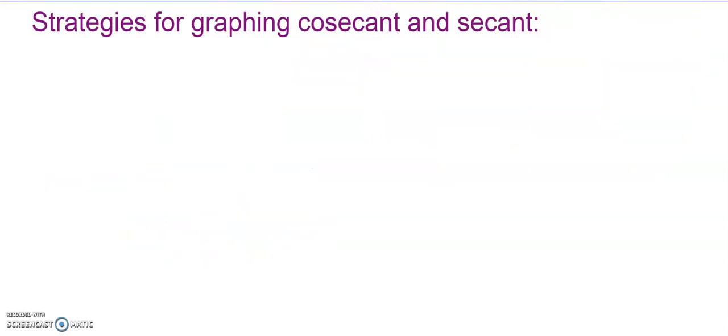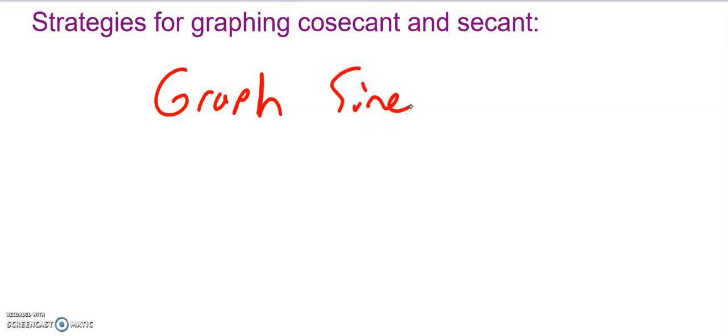Last thing then, what are our strategies for graphing cosecant and secant? Graph sine or cosine first. So treat it as if it was a sine or a cosine function, respectively. Plot all of the exact same points, but then draw the asymptotes and the shape of the secant or cosecant instead.